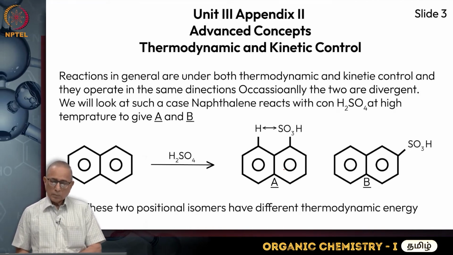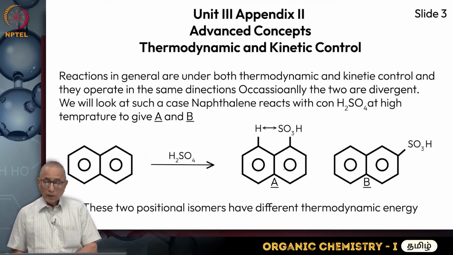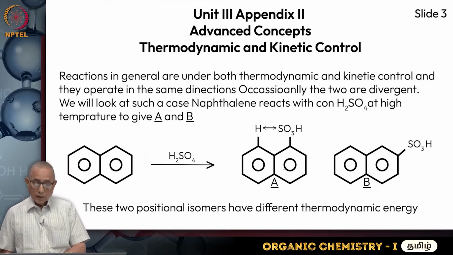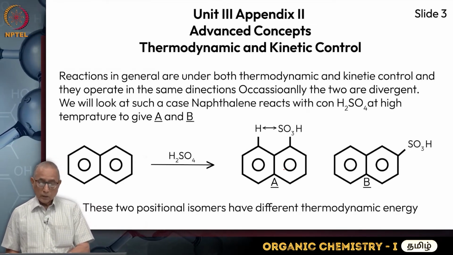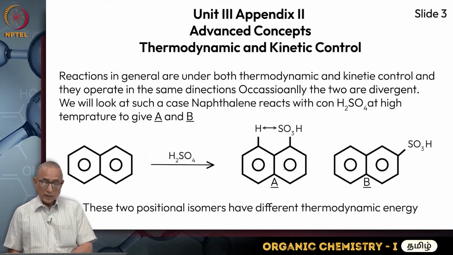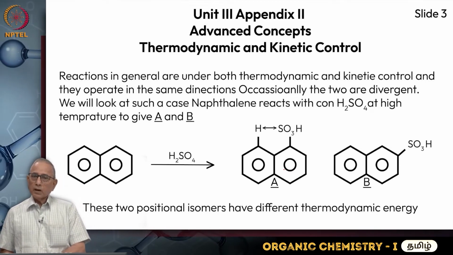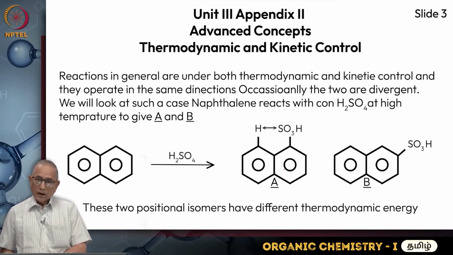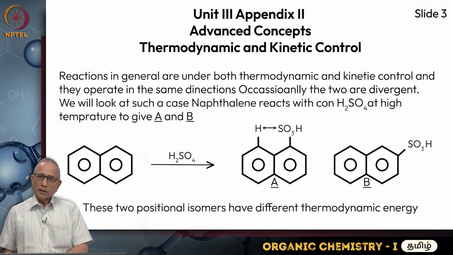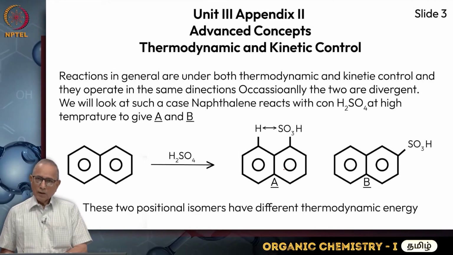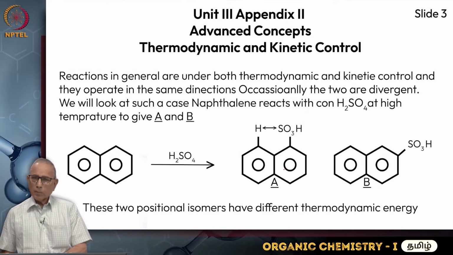Let us take one such reaction and analyze it a little. These reactions in general are under both thermodynamic and kinetic control, and they operate in the same direction. Under thermodynamic control the reaction takes place to give the more stable product. Under kinetic control the reaction which takes place fast determines the product. Usually the reaction which takes place fast will also give the more stable product.